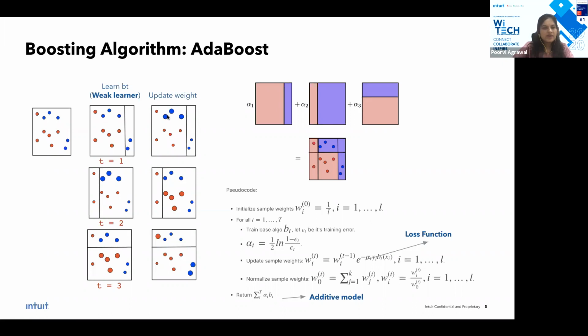So you can see that the weight of these three blue dots have increased and the weight of the rest of the examples have decreased. And this is the first iteration.